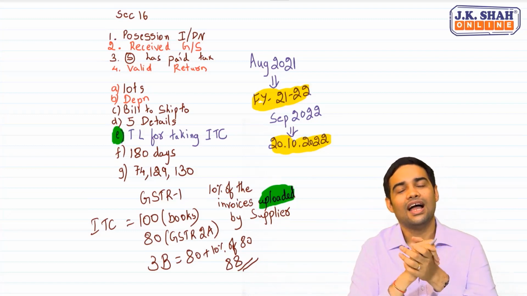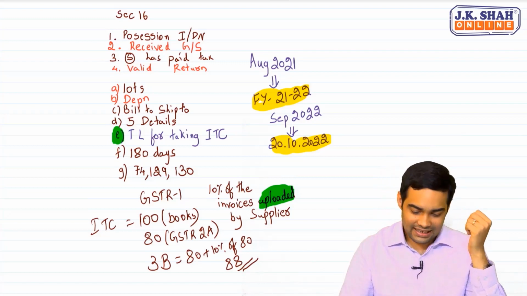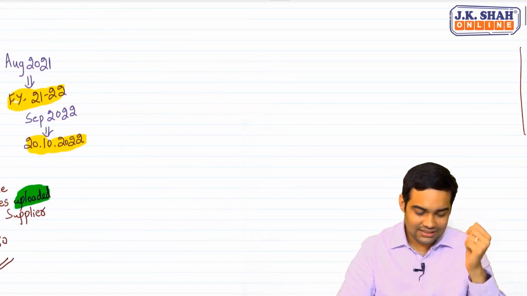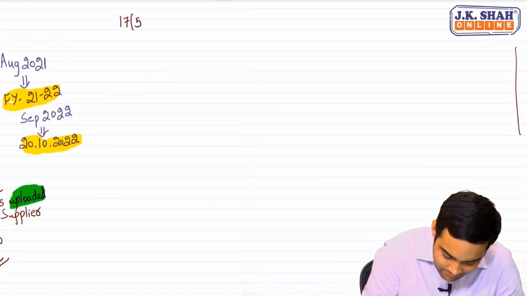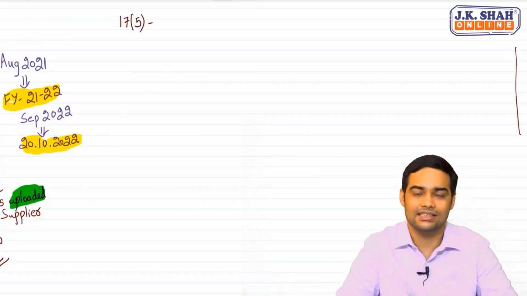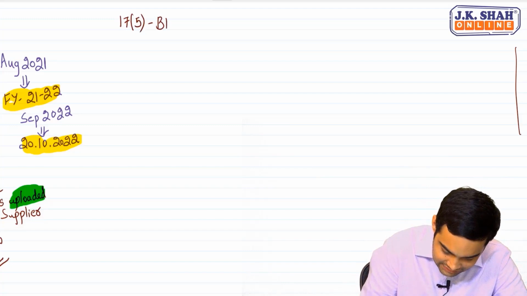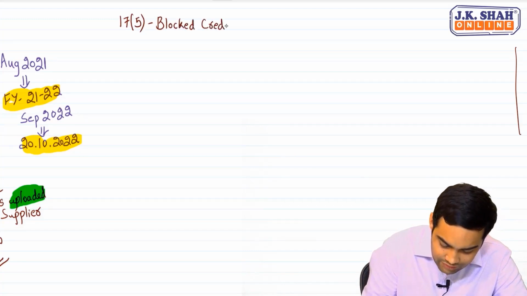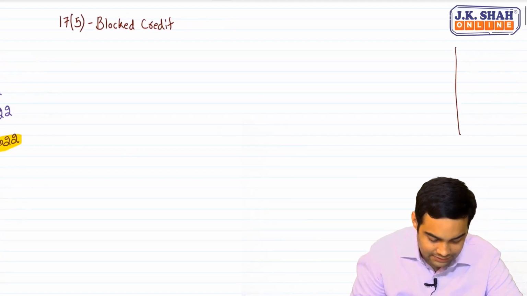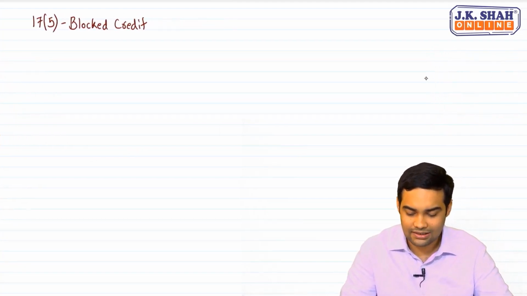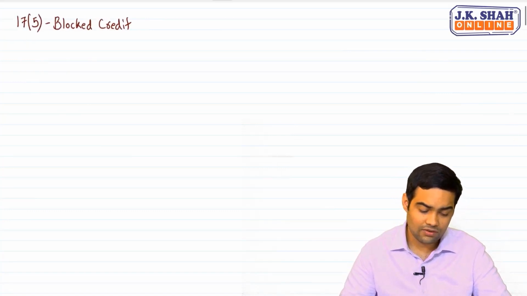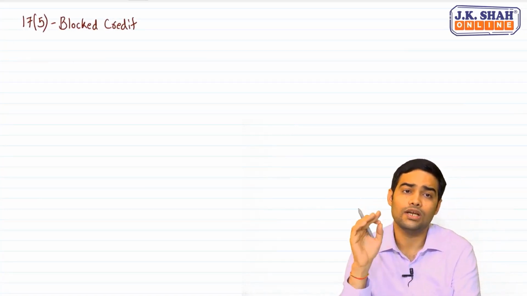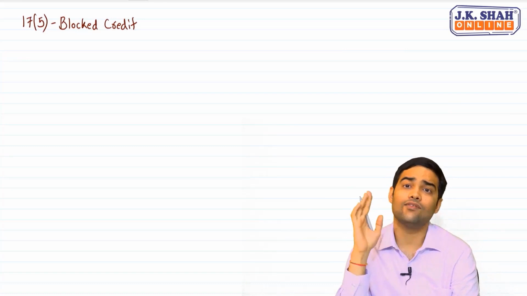Now, moving forward, let's move to section 17(5). Now 17(5) of the CGST Act deals with blocked ITC, also called blocked credits. When we say blocked credits, first you understand the basic concept. Even if these are used in the course or furtherance of business, you will not get ITC. Be very careful about that.